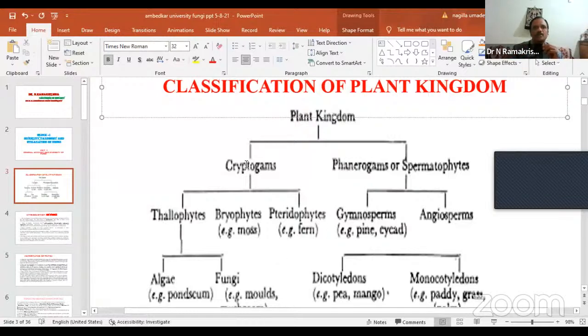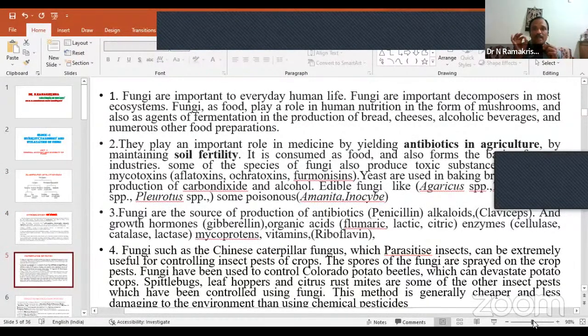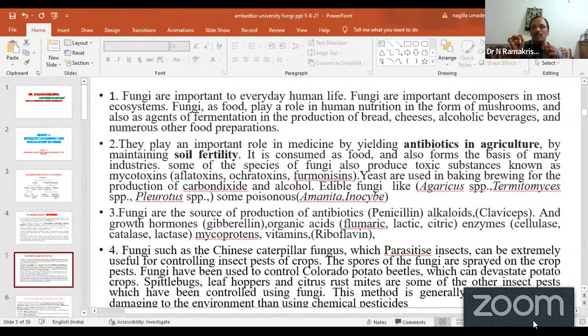The term fungus is important in everyday human life. Fungi compose most of the ecosystem. Fungi as food play a role in human nutrition in the form of mushrooms, and also as agents of fermentation in the production of bread, cheeses, alcoholic beverages and numerous other food preparations. So fungus is most important in our daily life.